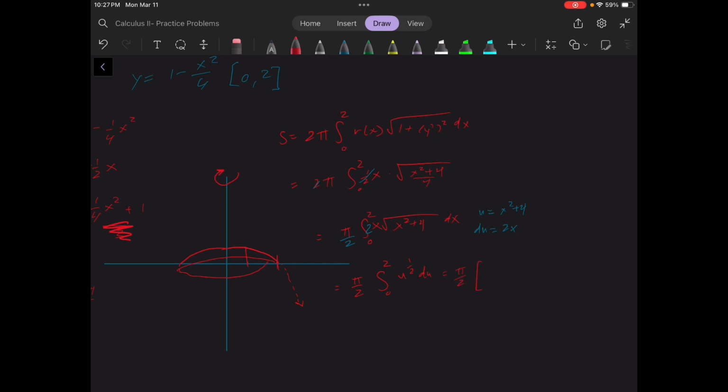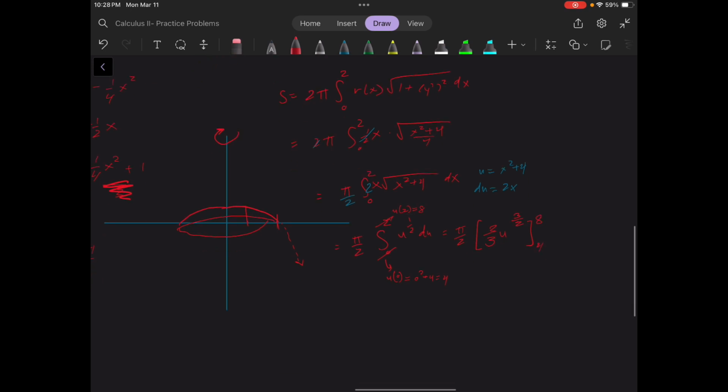So pi over 2, we're going to add 1 to the exponent. U becomes 3/2, and then we divide by that new number, or in this case, multiply by the reciprocal. Instead of plugging back in that function of u, I'm just going to change the bounds. So technically all of this is incorrect because I have x bounds on a u function. So let's change that bound. It's not 0. It's u of 0, right? U of 0 is just 0 squared plus 4, or 4. And this is really not 2. Let's plug in 2 in there, u of 2, and we're going to get 8, right? Because 2 squared plus 4 is 8. So by doing that, we do not have to plug back in that function of u. We can just change the bounds.